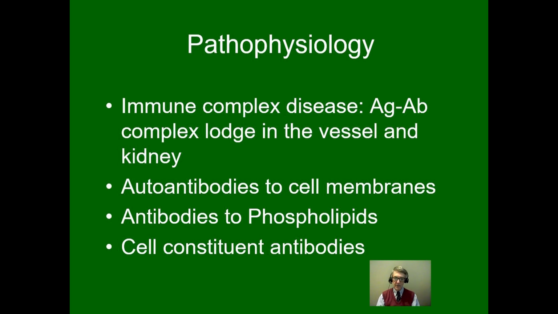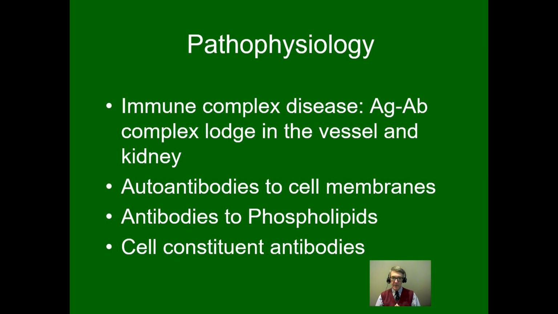Another mechanism by which lupus can cause disease is that there can be autoantibodies to cellular membranes. In particular, we see this in hemolytic anemia, where the red cells are broken up, or when there are antibodies to the platelet membranes or the white blood cell membranes, so we can see a thrombocytopenia and a leukopenia.